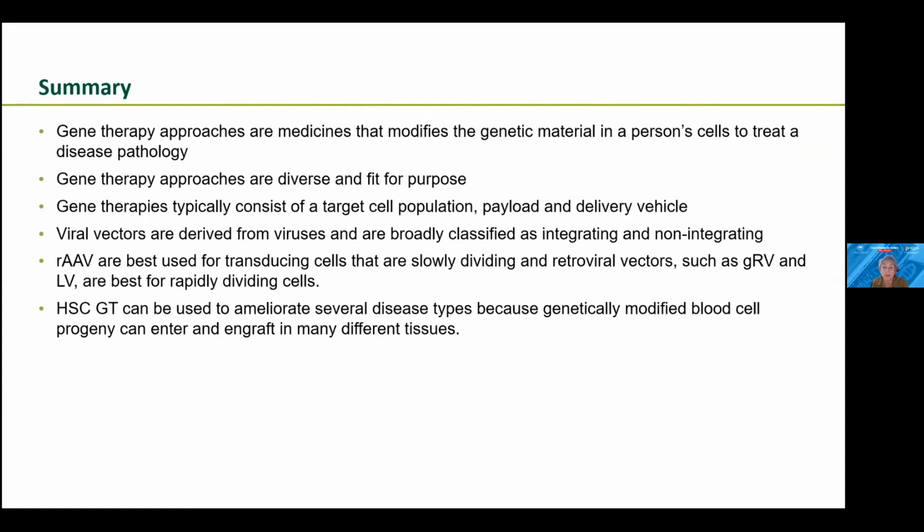The viral vectors that are currently used are derived from viruses and broadly classified as integrating and non-integrating. AAV are best for transducing slowly dividing cells, and retroviral vectors such as gamma retroviral vectors and lentiviral vectors are best for rapidly dividing cells. And HSC gene therapy can be used to ameliorate several disease types simply because the genetically modified blood cell progeny can enter and graft in many tissues.